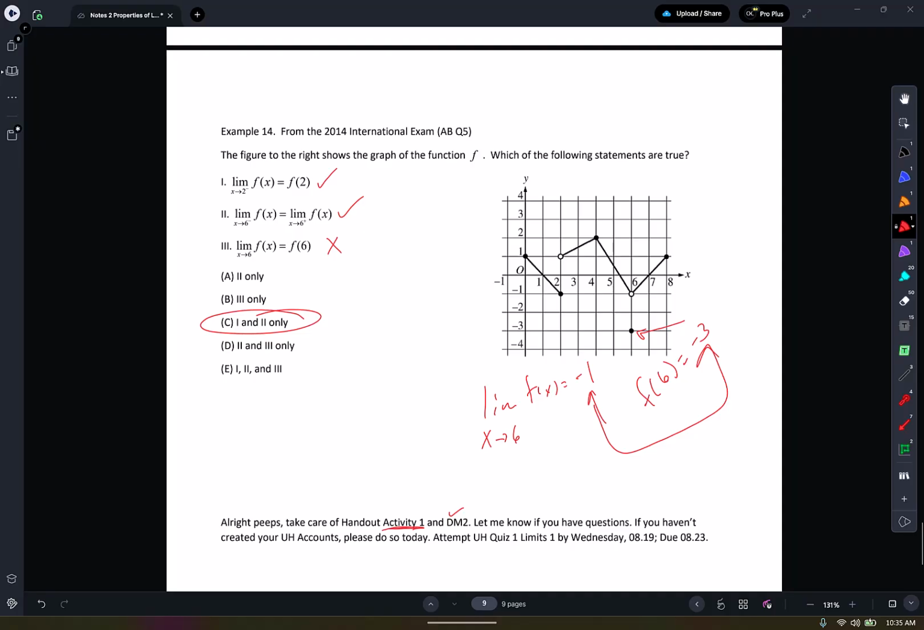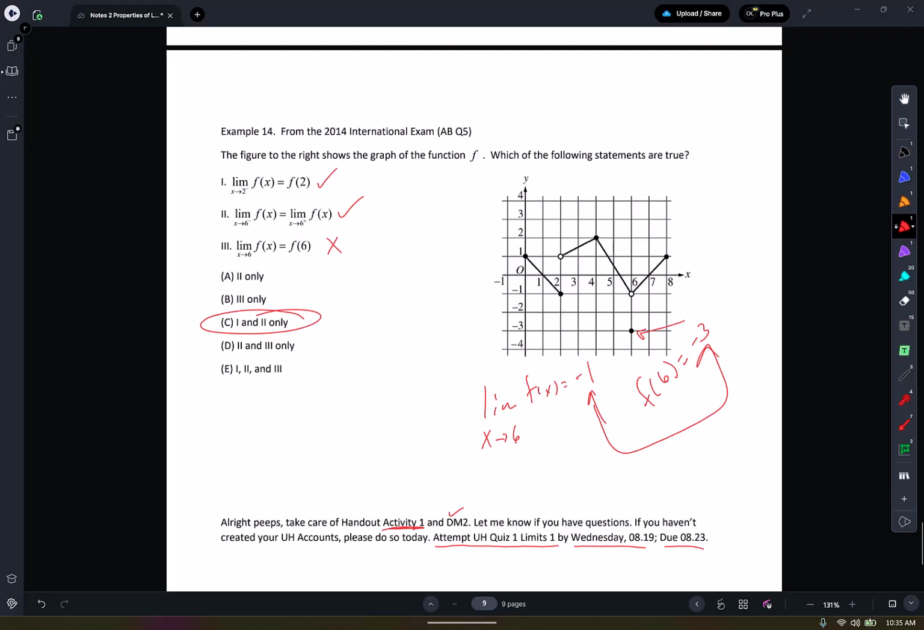If you haven't created your UH account, please do so today. Attempt UH Quiz 1 Limits 1. We haven't done everything because we haven't talked about direct substitution. We have at the preliminary, but we haven't done it. And because I want to stay true, I'm not going to do a lesson tomorrow because that's your lab day. So tomorrow's just going to be about finishing up some stuff. Make sure you make your first attempt on quiz one limits one by Wednesday, and I'm going to pick it up on Sunday. Is that a good timeline?